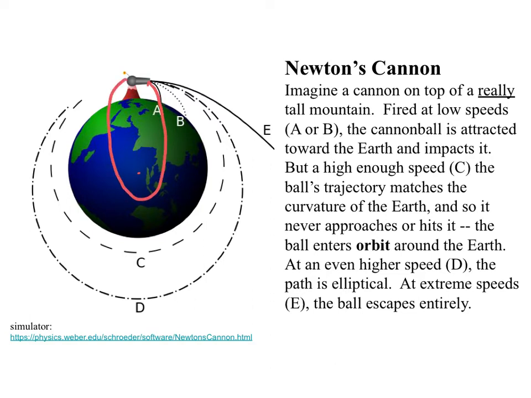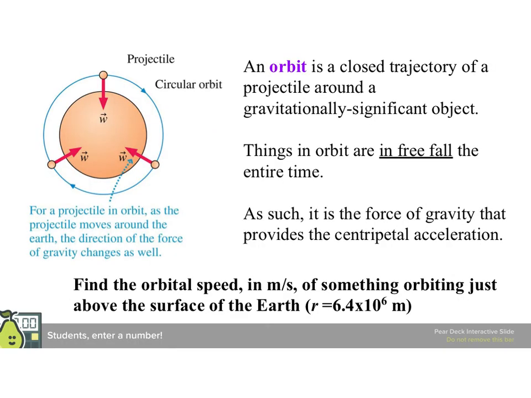And at a high enough speed, like E, it actually could escape and never come back. This looks like a hyperbolic, maybe parabolic orbit, and it escapes entirely and never comes back. An orbit, then, is a closed trajectory of a projectile around a gravitationally significant object. I'll be honest, astronomers tend to be a little sloppy, so we'll talk about hyperbolic or parabolic orbits, but they're open. The object only comes once and never comes back again, so technically they wouldn't fit this definition, but we tend to include them as well.